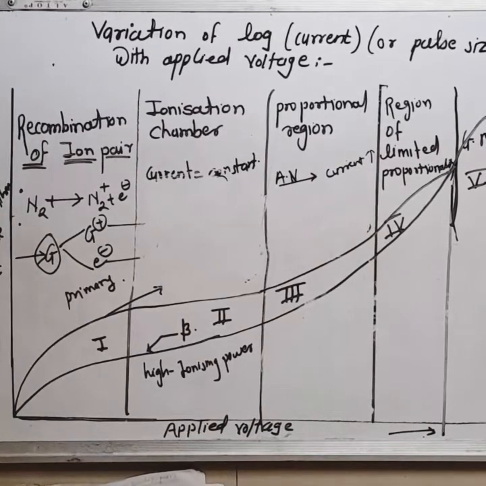Hello students, in this video we will discuss the ionization chamber, proportional counter, and GM counter, which depend upon the applied voltage, in the form of graphical representation. So let's start the discussion on the variation of log of pulse size or current with applied voltage. Friends, in this video we will discuss all the counters which are very important in the measurement of radioactivity. So let's start.